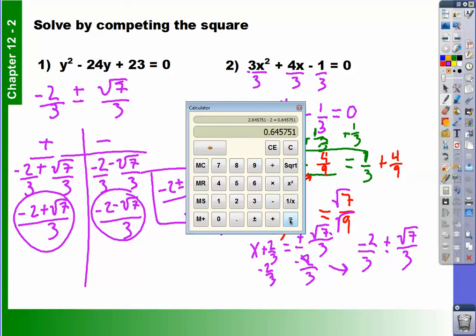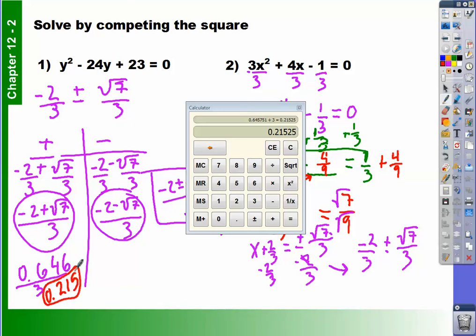So one of the decimal equivalent answers will be 0.646. Wait, what about divide by 3? But then we have to divide by 3. So we divide by 3. And so we get as one of the final answers 0.215.